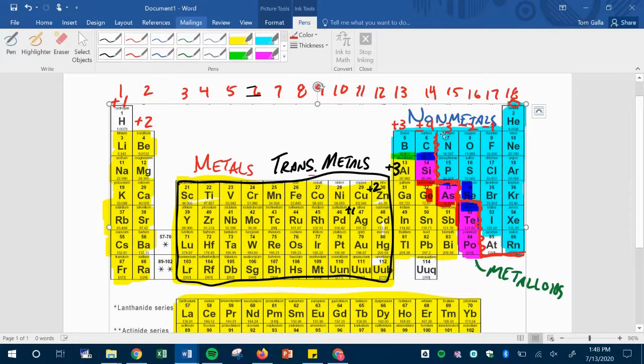Then -3, which only applies to nitrogen, phosphorus, and arsenic. Then -2, which is oxygen, sulfur, and selenium. And then -1, which is our halogens, so that whole group we can label as -1. And then finally, our noble gases are 0. So this is a very, very important part of understanding our next topic, which will be writing out the names and formulas for ionic compounds.